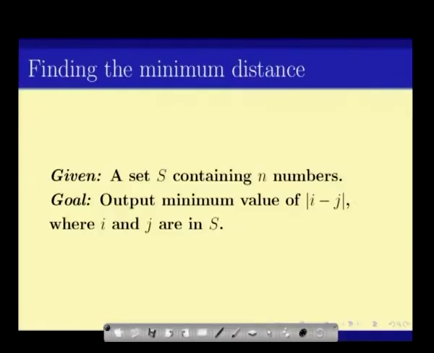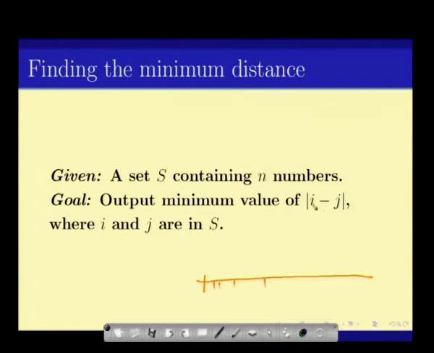To start with, we have to recap our problem of finding the minimum distance in a set. We have been given a set S of n numbers, and we want to output the minimum value of |i minus j|, where i and j are in the set S. As we noted last time, this can be thought of as the x axis, and all the numbers in S are points on this line.